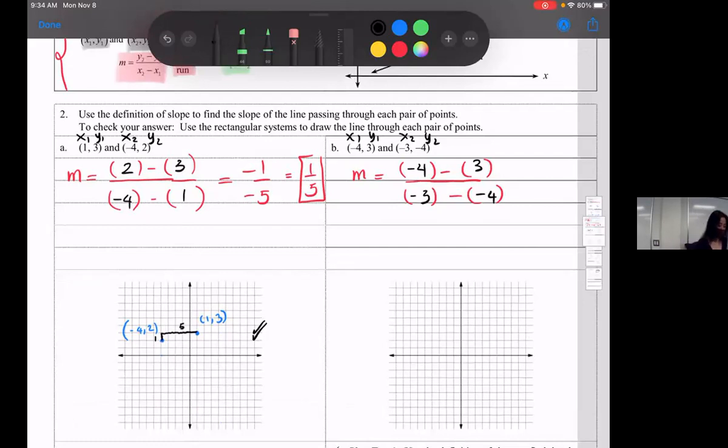What does the top equal? Bottom. One. Right? Leave it like that, because we're gonna check with the rise over run, so I'm gonna leave it as a fraction.